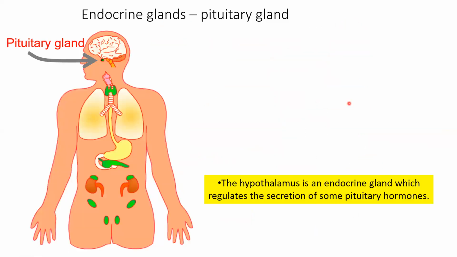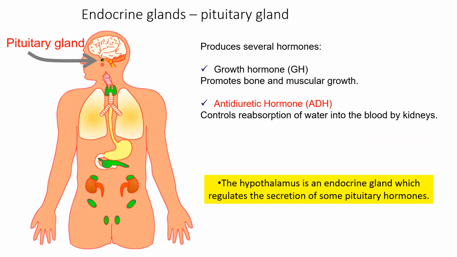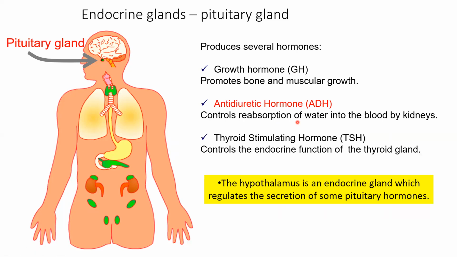Now, the pituitary gland's secretions are controlled by the hypothalamus. Remember, it is the size of a pea, and it is lobed. That is the identification point for the pituitary gland. It produces several hormones such as growth hormone, which controls the growth of your bones and muscles. Along with that, the very important antidiuretic hormone, ADH, controls the reabsorption of water, and definitely that affects the amount of urine produced. It also releases thyroid stimulating hormone, which leads to the secretion of T3 and T4 by the thyroid gland.